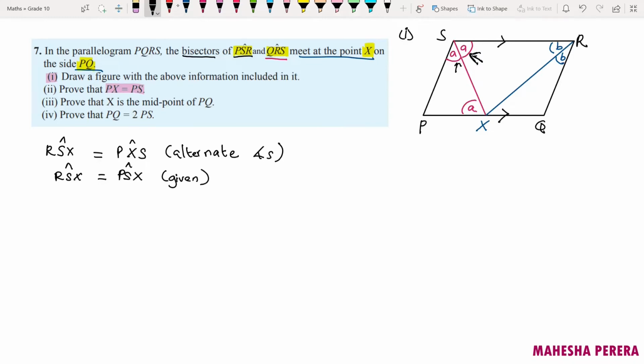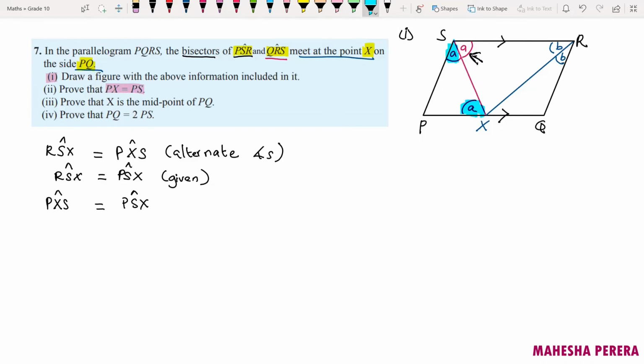And then obviously, can you see here you have the same angle, right? So automatically this angle and this angle becomes equal, right? And here also with the diagram we can see that this is A, also this is A, right? So we are going to write this angle PXS equals angle PSX.